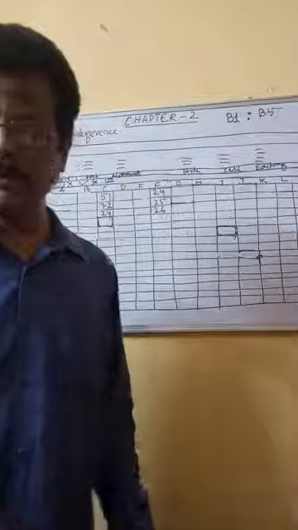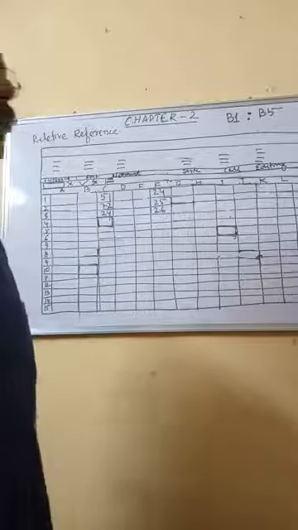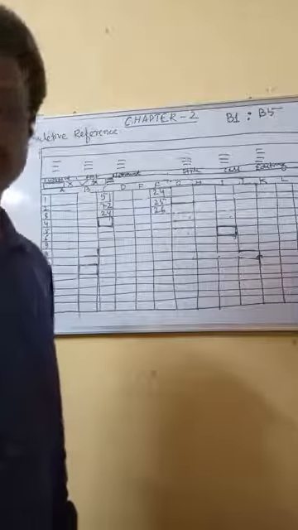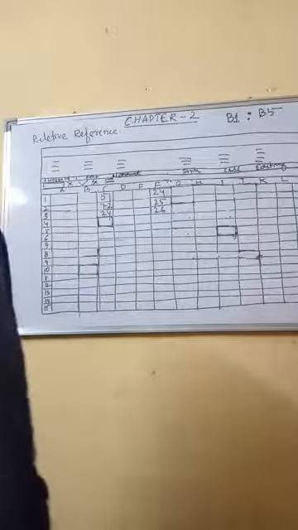So now we'll read about cell referencing. As I told you last class, there are three kinds of cell reference. Altogether it is four kinds. That is, first of all, your relative reference. So relative reference, what it is, that we will see now.